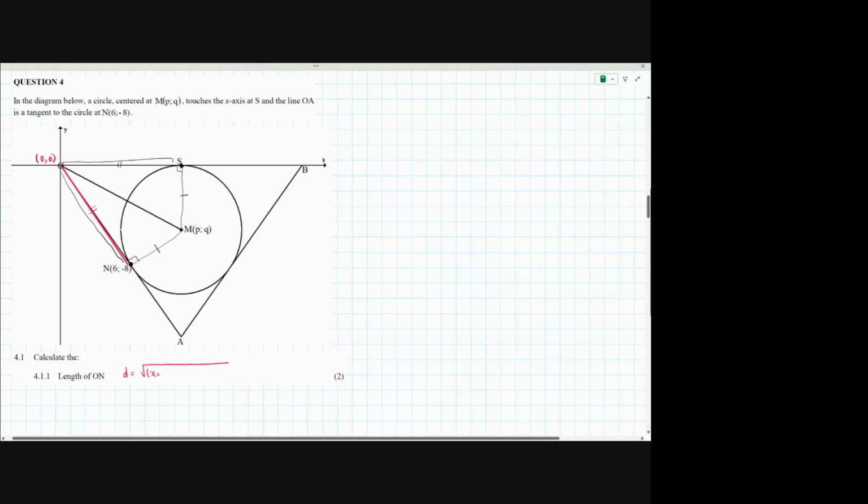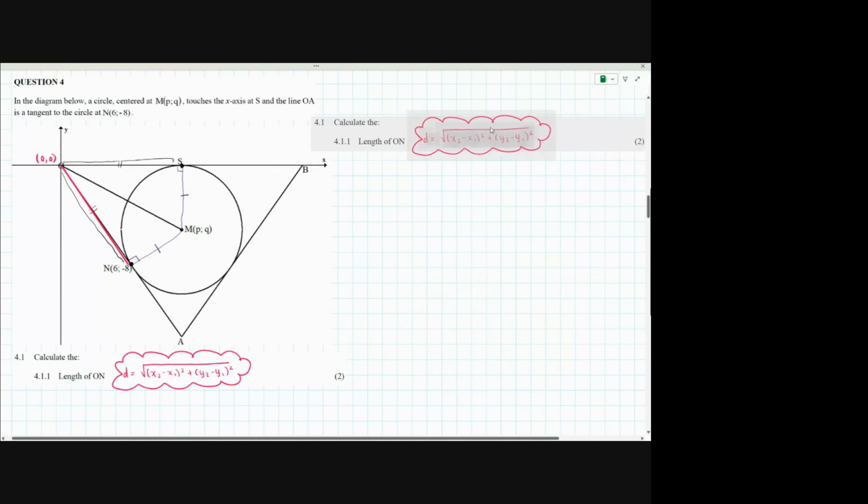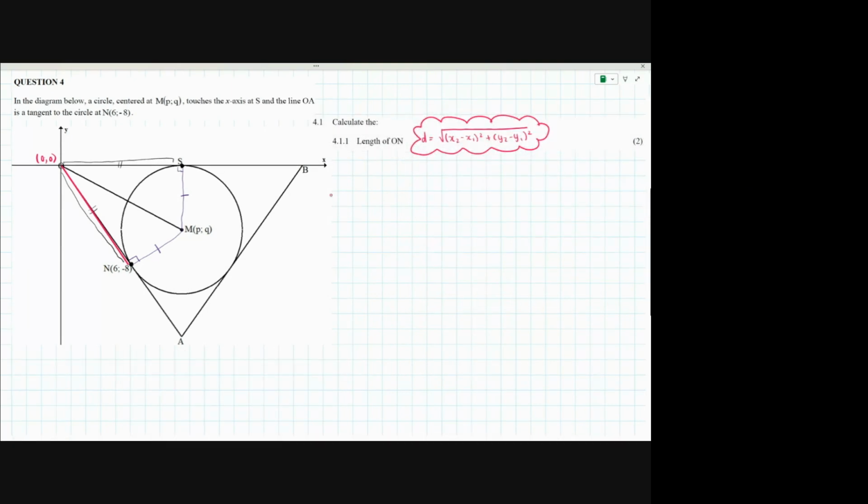x2 minus x1 squared plus y2 minus y1 squared. If you go x1 minus x2, it doesn't matter. Okay, it makes absolutely no difference. So this is our distance formula. Again, all on your formula sheet. You don't actually need to memorize it or anything like that. Okay, just going to put that up there because that makes a lot more sense, doesn't it?